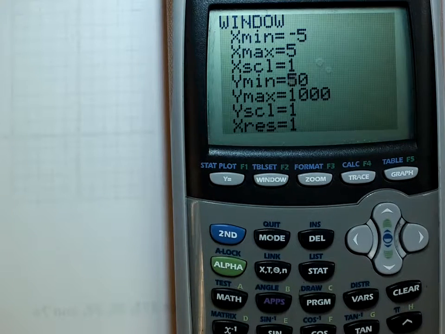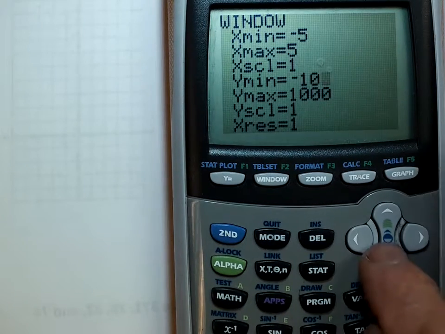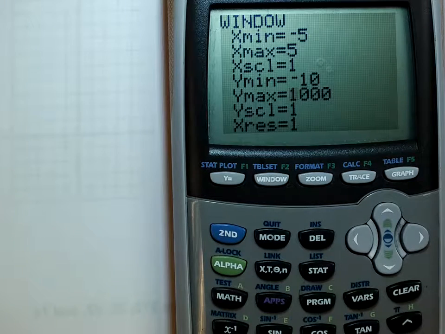Y min? What do you think? Negative 10 is a great idea. I like negative 10. To a max, how high up do you think we should go? 10 maybe, okay. And scales by 1, okay.